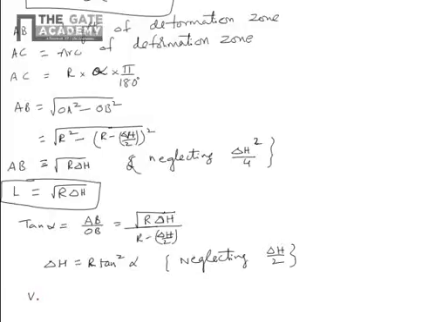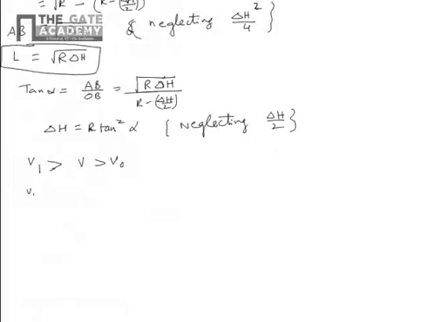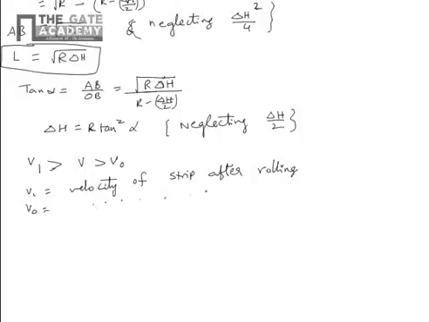So velocities: V1 is the output velocity, always higher than V, the roller velocity, and V0 is the input velocity. So the velocities are in increasing order from V0 to V to V1. V1 is the output velocity of the strip after rolling. V0 is the velocity of the strip before rolling. V is the roller velocity.